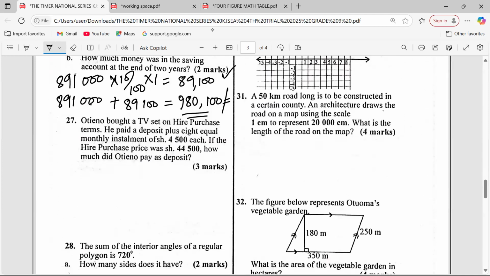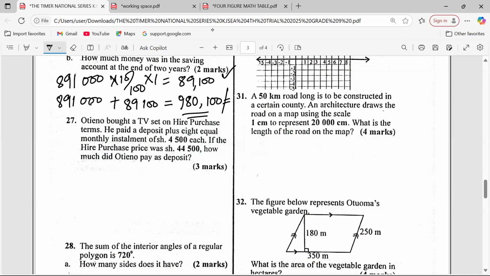Otieno bought a TV on hire purchase terms. He paid a deposit plus 8 equal monthly installments of 4,500 Kenya shillings each. If the hire purchase price was 44,500 Kenya shillings, how much did Otieno pay as deposit?